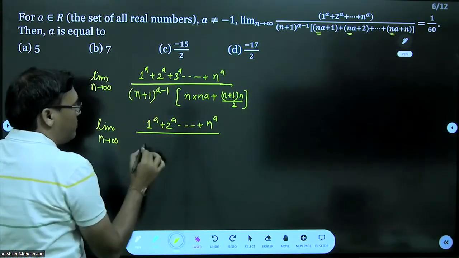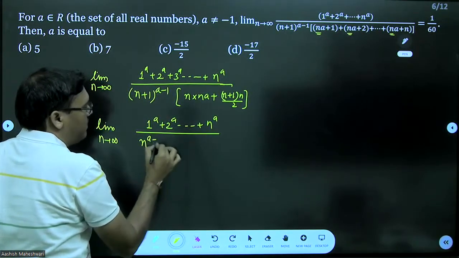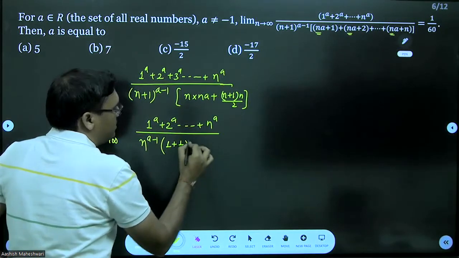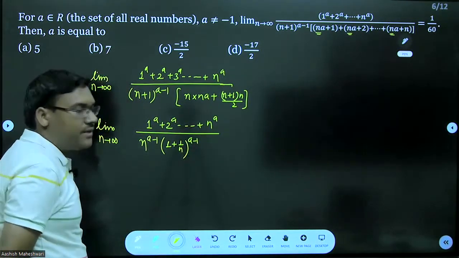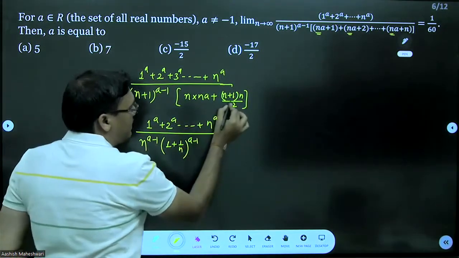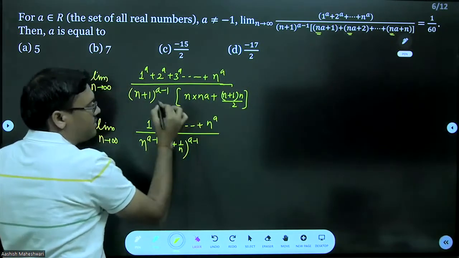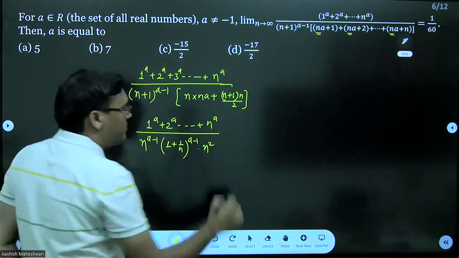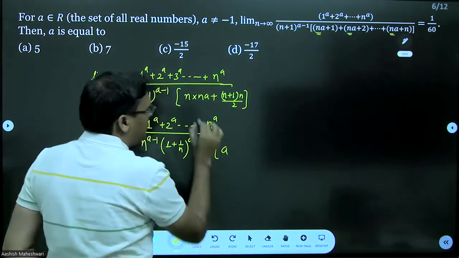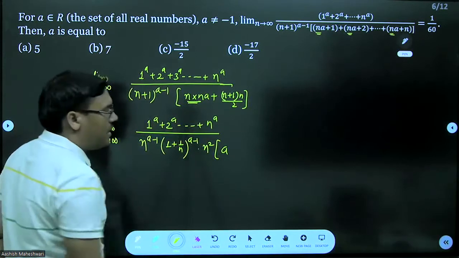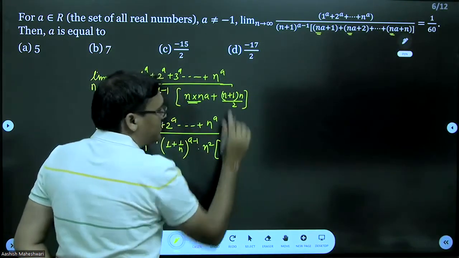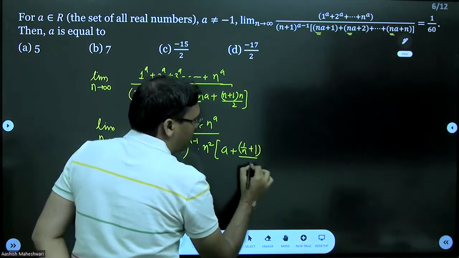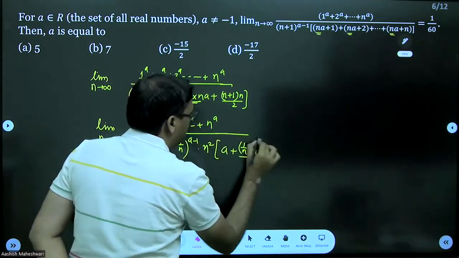If I take n common, this is n raised to a minus 1. This will become 1 plus 1 by n raised to a minus 1. Correct? Now, if I take n square common from this, this will become a, and this will become, look carefully, 1 by n plus 1 by 2. I hope this is clear.